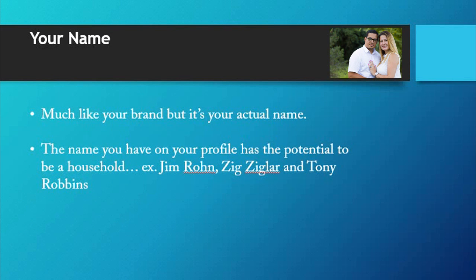So your name, it's much like your brand, but as my husband mentioned, people want to purchase from people. People build relationships with people. They don't build relationships with products or services. So when someone is buying from you, it's typically because of that relationship. And this is an important point for a lot of network marketers to really understand.